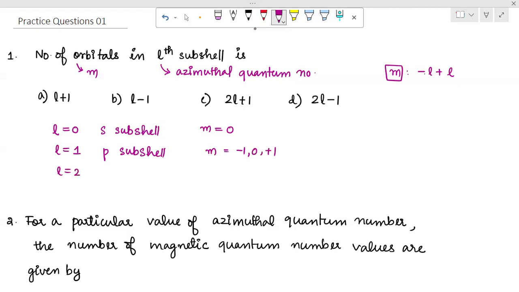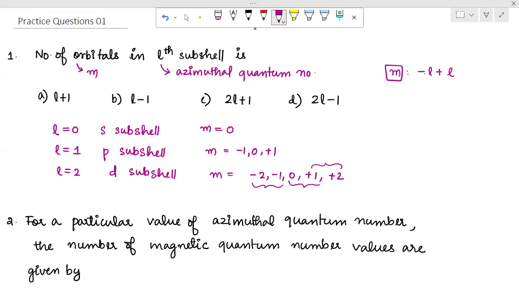And if L is equal to 2, it corresponds to the D subshell, and the possible values of M are minus 2, minus 1, 0, plus 1, plus 2. So you have to note that in between the values, there should be a unit difference of 1. If you take 0 and 1, the difference is 1. If you take 1 and 2, the difference is 1. If you take minus 2 and minus 1, the difference is 1. So always between consecutive values of M, there should be a difference of 1. So when you have L is equal to 2, there are 5 possible orbitals. Now from this, you can get a relation.